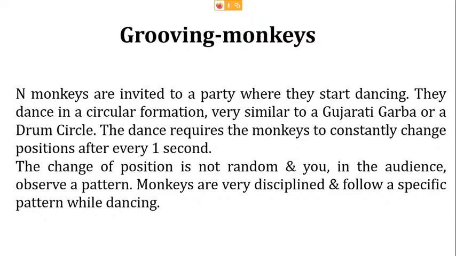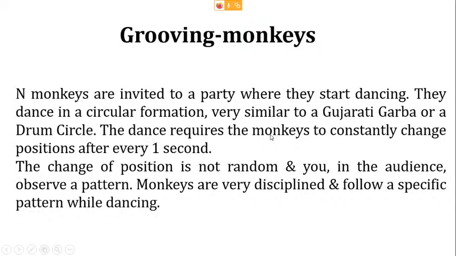First let us read the question. N monkeys are invited to a party where they start dancing. So N monkeys are going to a party for dancing. They dance in a circular formation, very similar to a Gujarati Garba or a drum circle. While dancing, how are they dancing? They are dancing in a circular form.